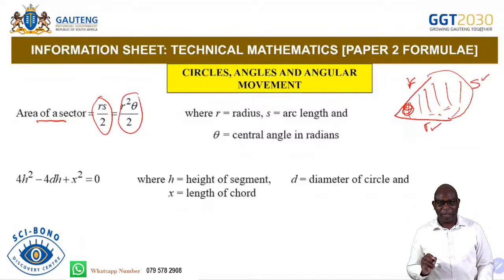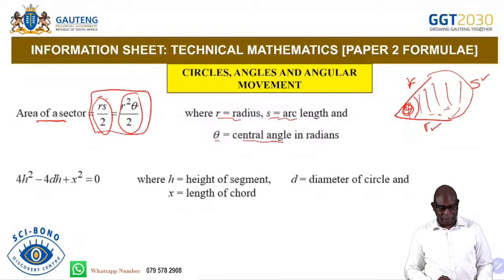So you must first read the question, underline what is given, then choose the correct formula. Please don't write it like this, okay? Because these are two formulae there. Okay, so you're told also what R is, what S is, what theta is. All right, so it's a central angle, the angle that is at the center there.